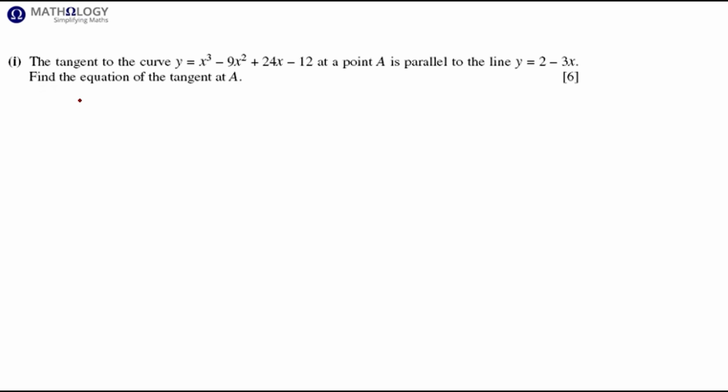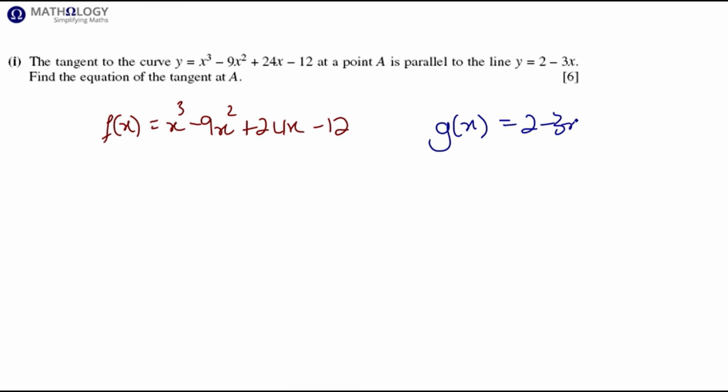Okay, it's a good idea to label these curves f of x and g of x. It just makes working with them far easier than having y equals. So f of x equals x cubed minus 9x squared plus 24x minus 12, and g of x is the line 2 minus 3x. Now, we're required to find the equation of the tangent at A.